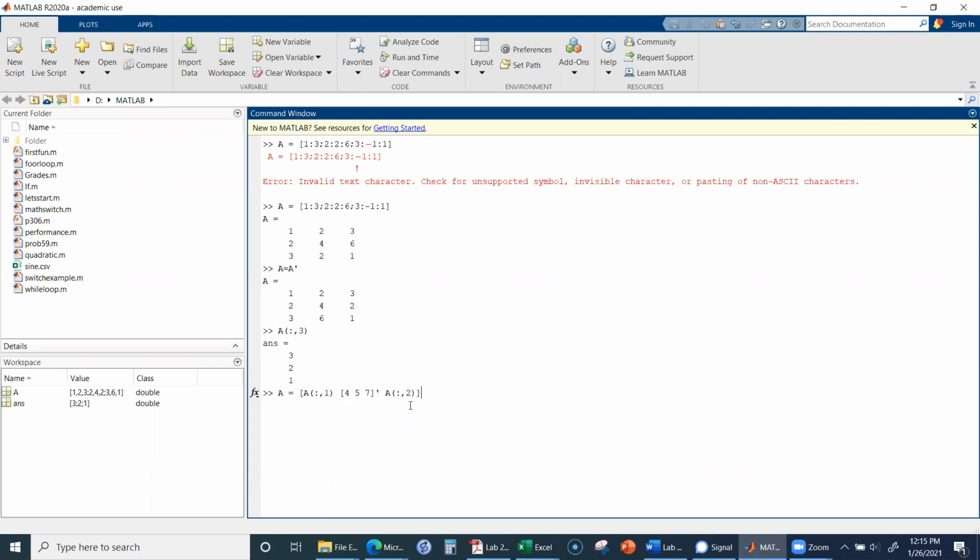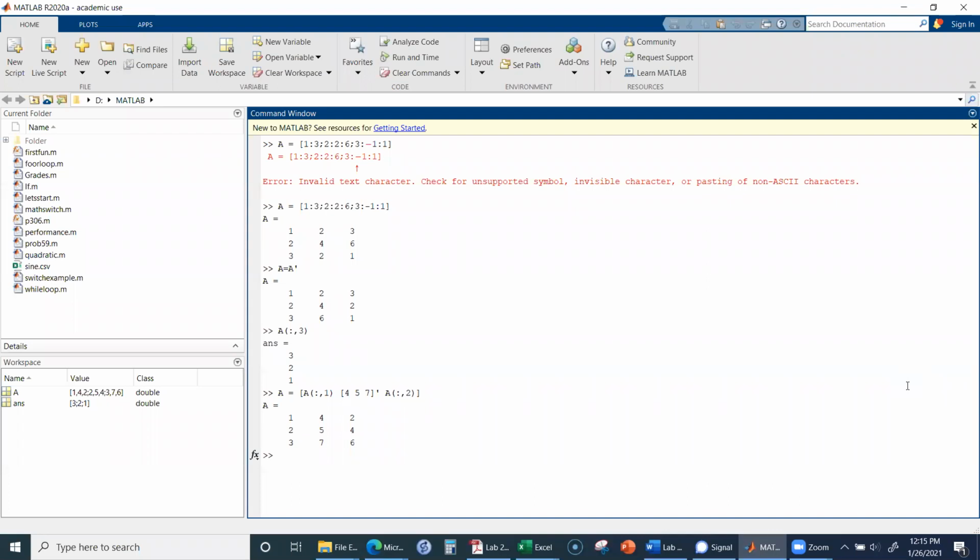So let's see how it comes out. It will be like this. As I have said, it will be the first column of A. The first column of A was 1, 2, 3. So it will be 1, 2, 3. And then the second one is 4, 5, 7, but transpose, 4, 5, 7 apostrophe. So it is the transpose. And then it is the second column of A, so it is 2, 4, 6. In this way, you can get some different matrices.